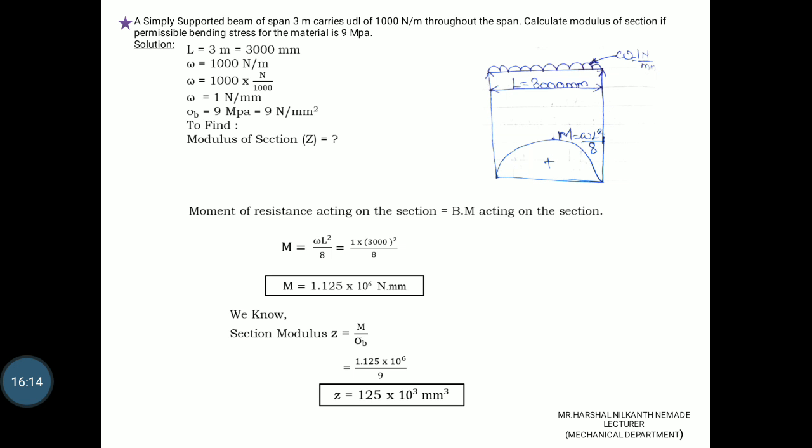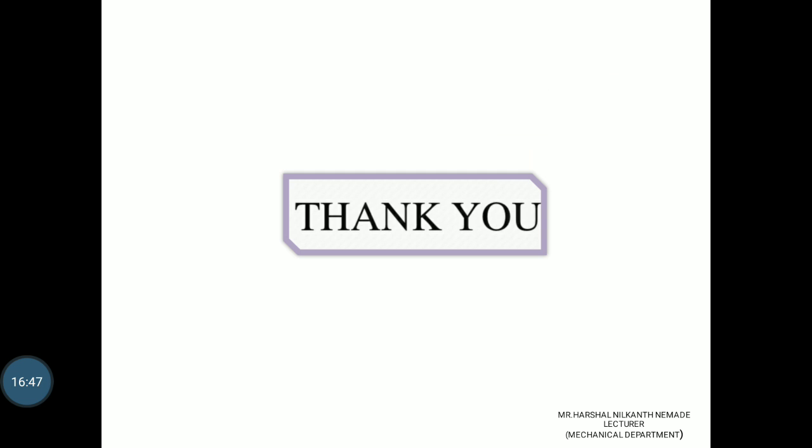First, moment of resistance acting on the section is equal to bending moment acting on the section, M is equal to WL square divided by 8. M is equal to 1.125 into 10 raised to 6 Newton mm is my answer. We know section modulus is given by Z is equal to M upon sigma B. Substitute the values, I will get Z is equal to 125 into 10 raised to 3 mm cube. Here your numerical is solved. Thank you.